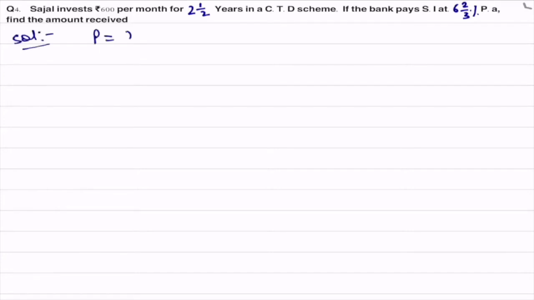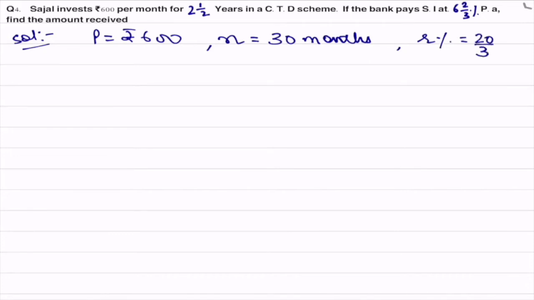Again, first we'll write down the principal is rupees 600. Number of months is 2.5 years. So 2 years means 24 months and half year means 6 months. So 24 plus 6 is 30 months. And the rate of interest is 6 2 by 3. So open the mixed fraction, 20 by 3%.